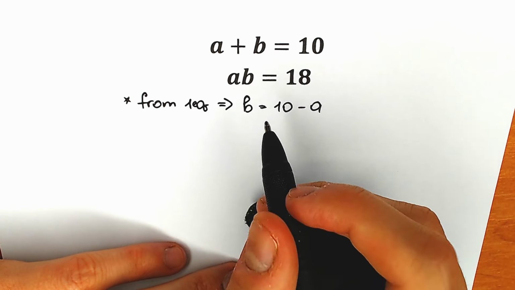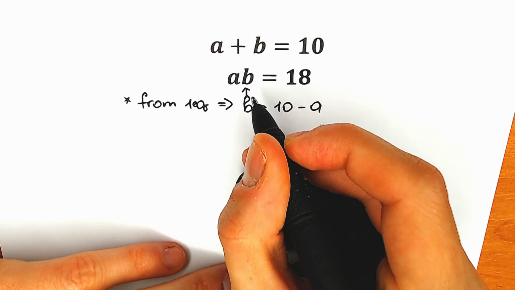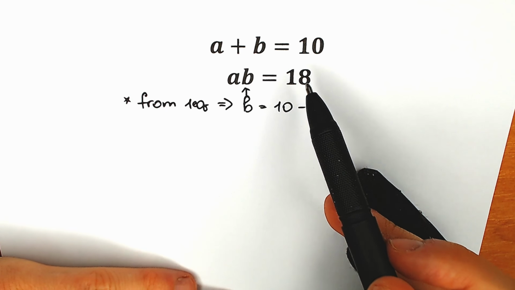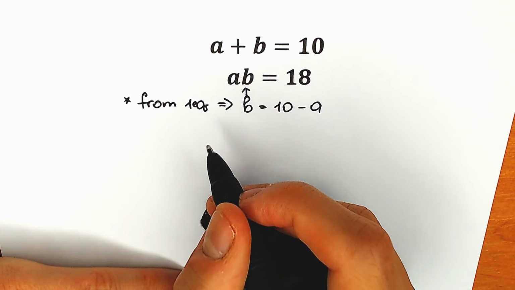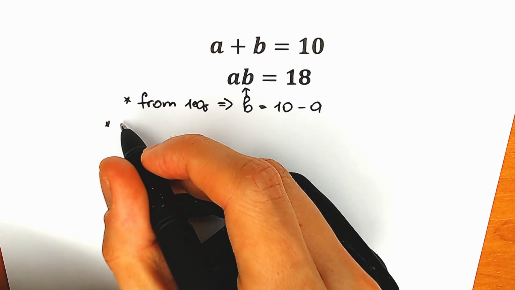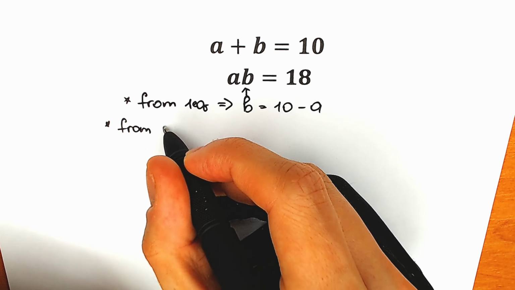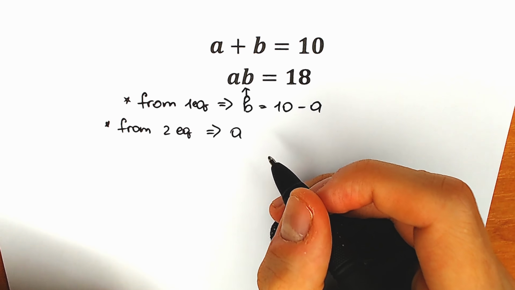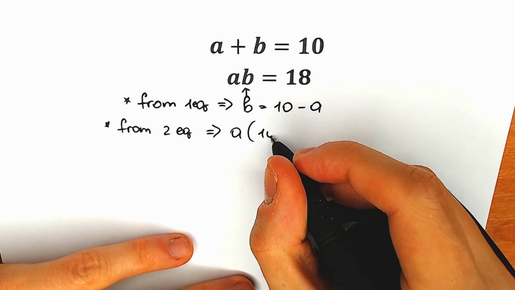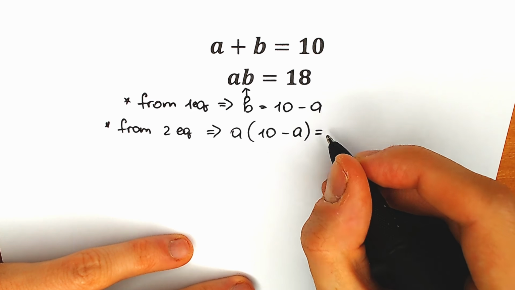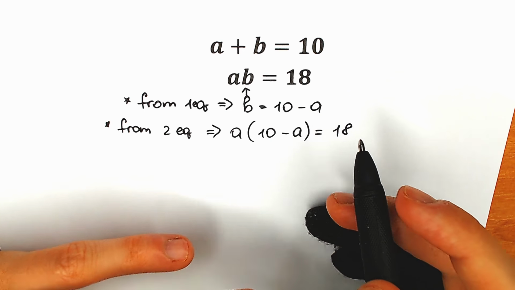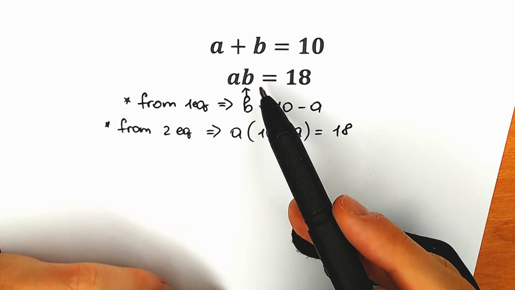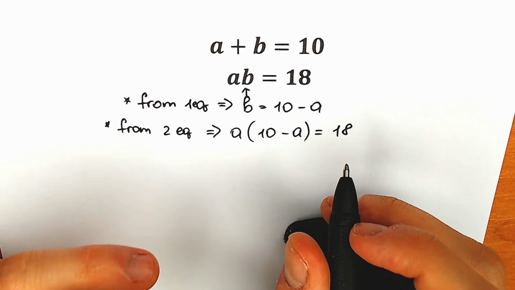Really great. Right now, let's plug this b into the second equation. So b equals 10 minus a from the first equation, and instead of this b, let's plug in 10 minus a. So from the second equation, what do we have? We have a times (10 minus a) equals 18. And this is an equation with only one variable, so we can solve it. It looks like this is a quadratic equation.